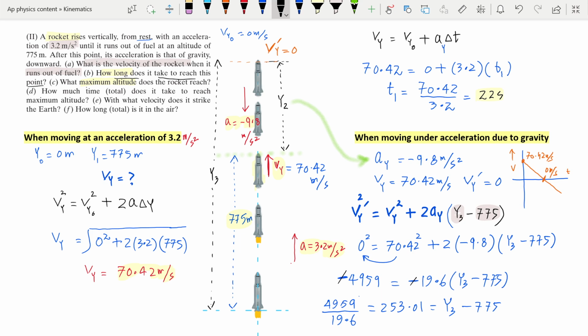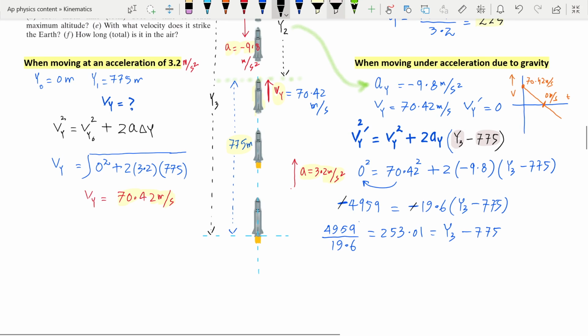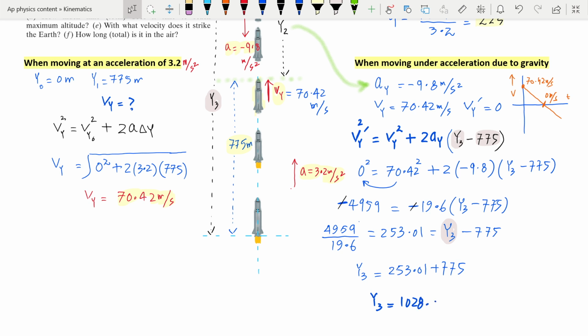We want to find out the maximum altitude the rocket reaches. So it means that this is basically y3 that we want to find out, according to my designated variable. So y3 will be equal to 253.01 plus 775. So finally the maximum height is 1028.01 meter, which is almost 1 kilometer.